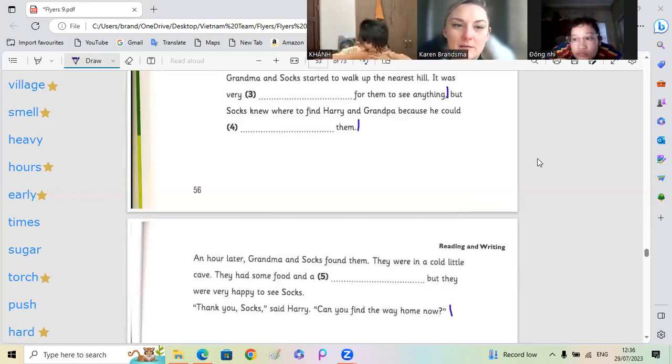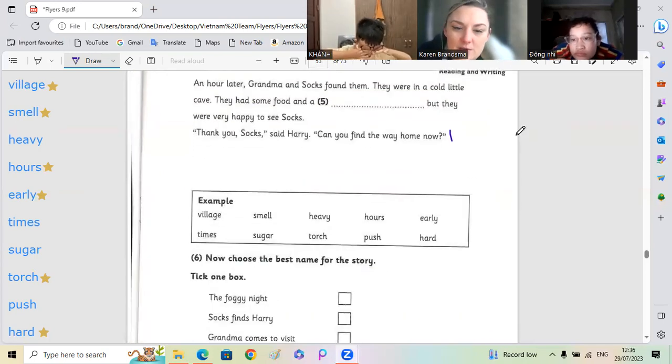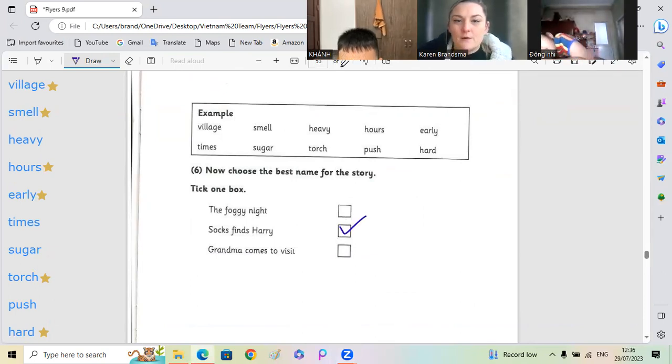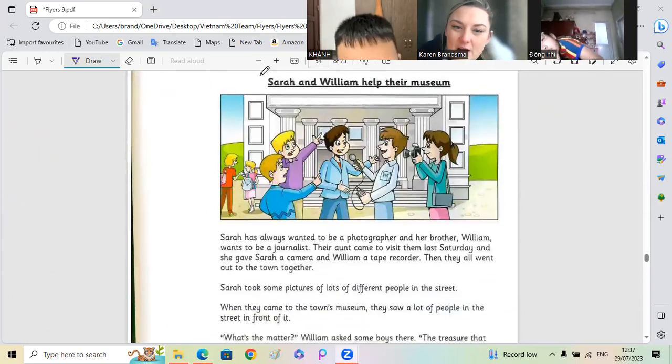Okay, well done. Can you tell me a name for the story? Who found Harry? Socks saved Harry. Okay, good. Now we're going to do our story. Sarah and William help the museum.